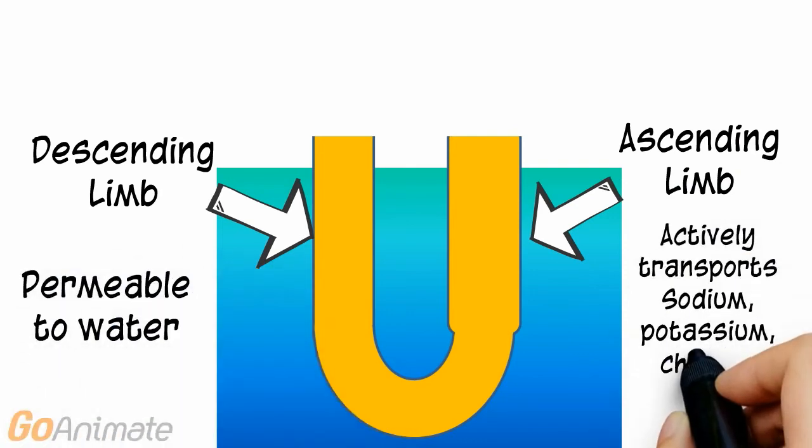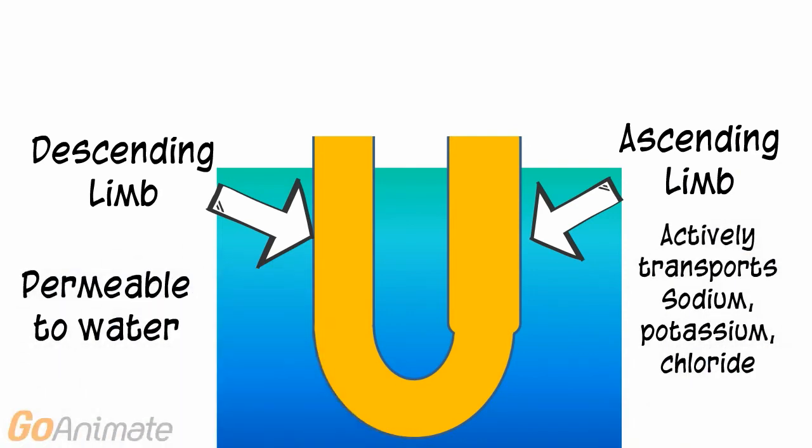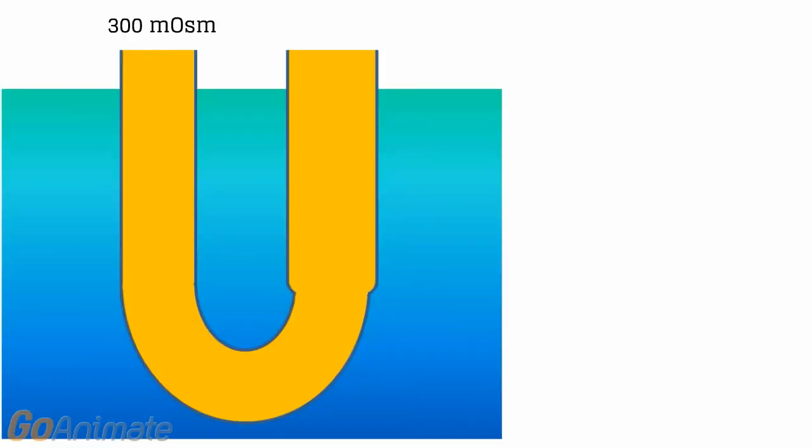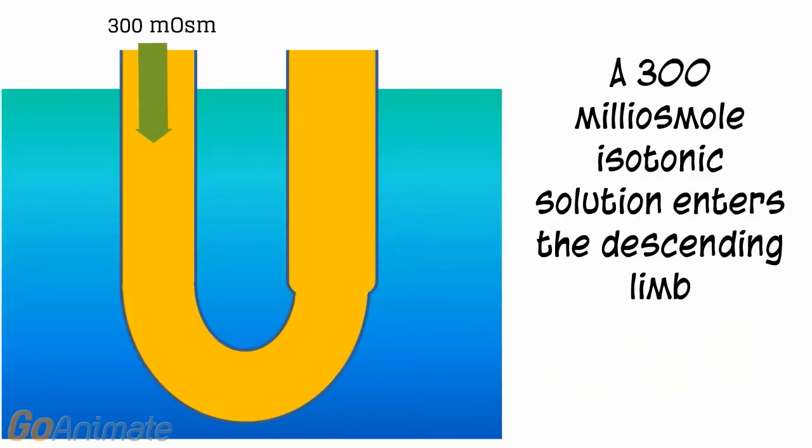The descending limb is permeable to water. The ascending limb actively transports electrolytes into the interstitium. These include sodium, potassium, and chloride. Here's how it works. A 300 milliosmol isotonic solution enters the descending limb of the nephron loop.